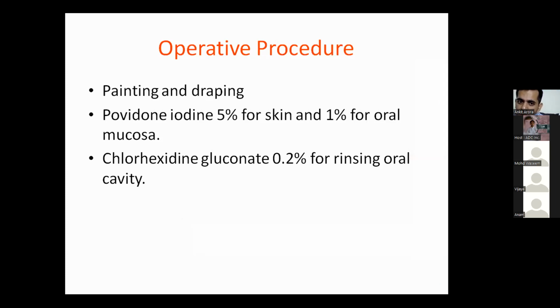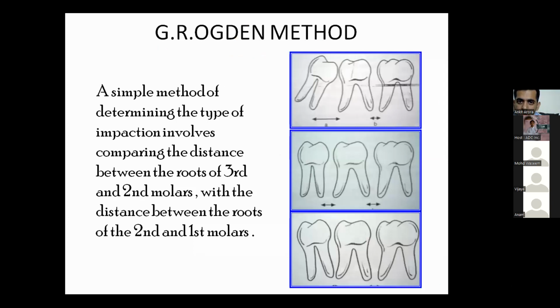Now coming to the operative procedure. You need to paint and drape: on the skin, Betadine, and inside the mouth, chlorhexidine, as simple as that. Betadine 5% on the outside, chlorhexidine 0.2% on the inside. The chlorhexidine gluconate 0.2% is for rinsing the oral cavity.